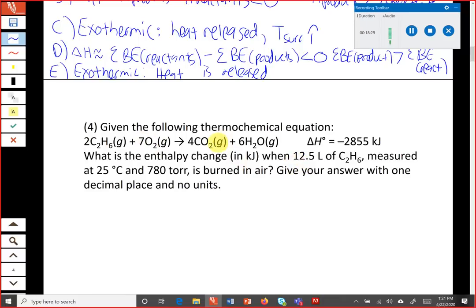We're burning it in air and we're getting these products. We want to know what's the enthalpy change. So in problems like this, you almost treat them a lot like a stoichiometry problem, and this one even takes it a step further because it actually combines concepts from both chapter 7 and 8.